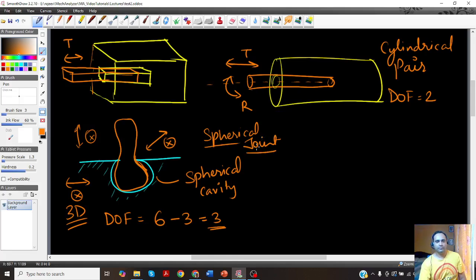So the common joints that are found are the revolute joint, prismatic joint, cylindrical joint, and the spherical joint or spherical pair. Now the spherical pair is also found in our arm. This is called a ball and socket, and also in our pelvis, that is also a ball and socket. That means I can't move it out, but a lot of rotation is possible. Okay, so that is about spherical.